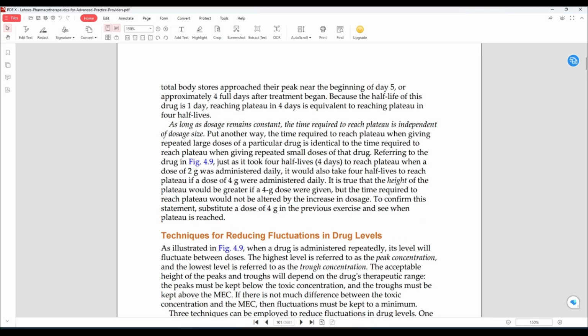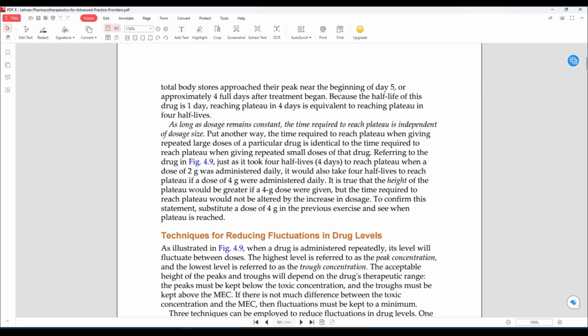Total body stores approached their peak near the beginning of day 5, or approximately 4 full days after treatment began, because the half-life of this drug is 1 day. Reaching plateau in 4 days is equivalent to reaching plateau in 4 half-lives. As long as dosage remains constant, the time required to reach plateau is independent of dosage size. Put another way, the time required to reach plateau when giving repeated large doses of a particular drug is identical to the time required to reach plateau when giving repeated small doses of that drug.